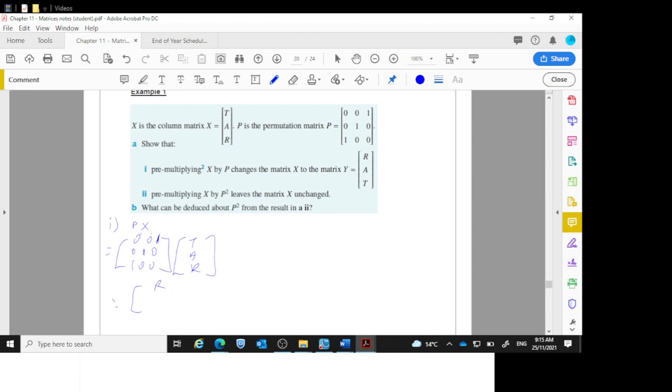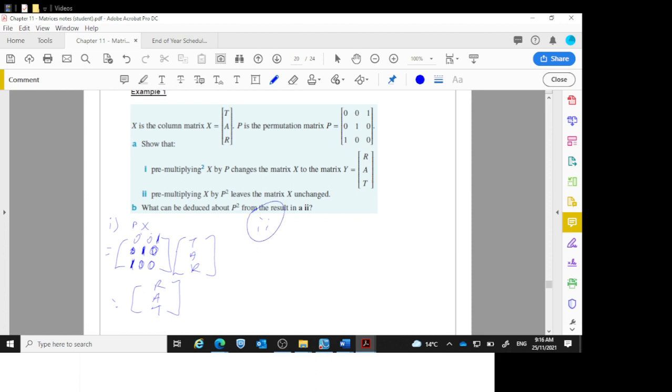Then it's the second letter that's going to come first, because there's a 0 here and a 0 here, because remember now we're multiplying by the second row. So the second letter is going to be A, and then it's the first letter that's going to come next, because there's 0 for the second and 0 for the third. So T, and that's how we get our RAT.